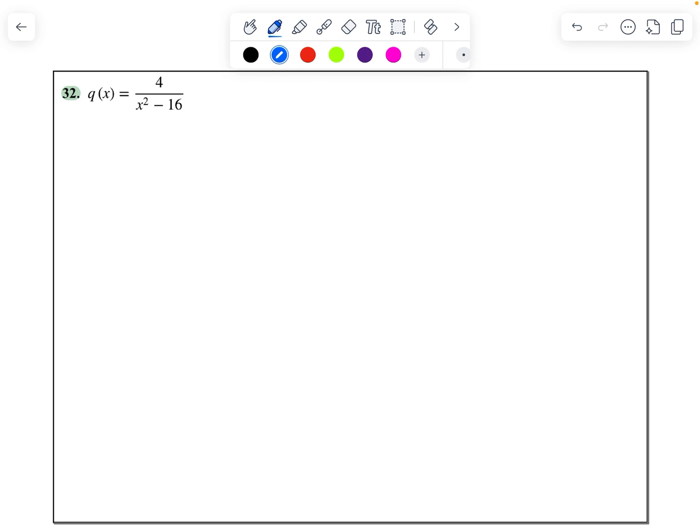Slide 10 of 12, we're almost there. 2 more slides. Take a second, pause, and see if you can do this one.